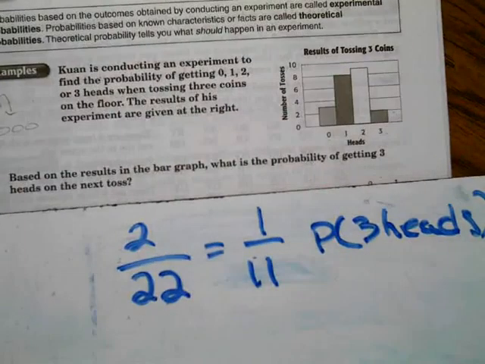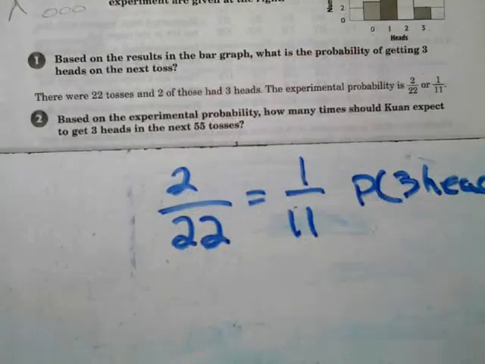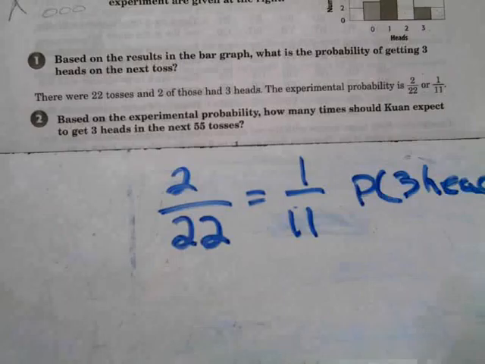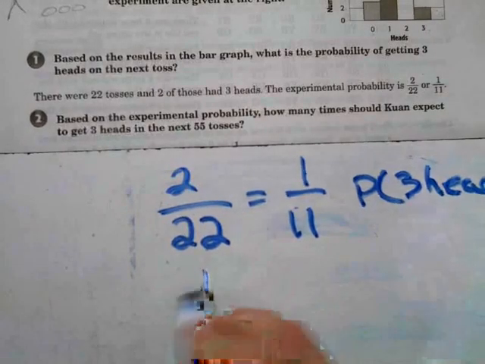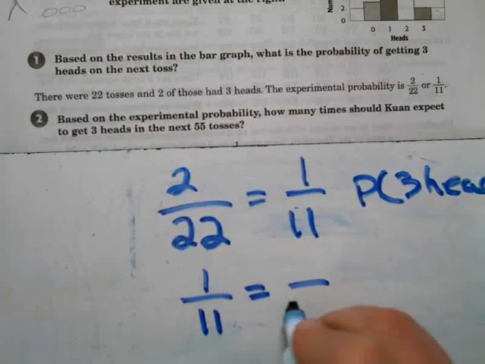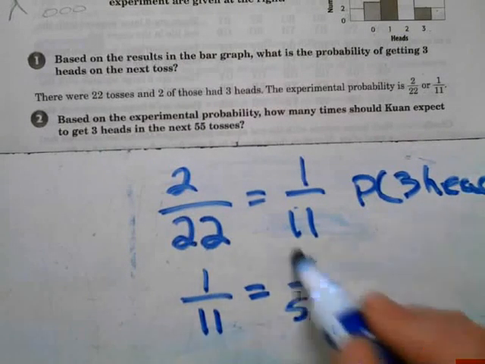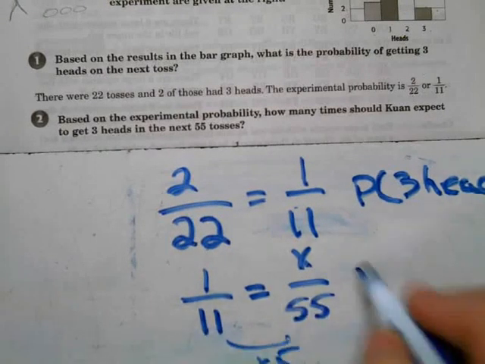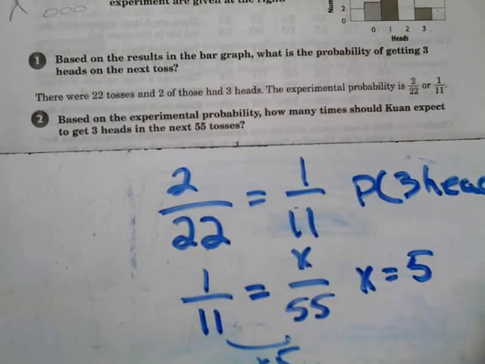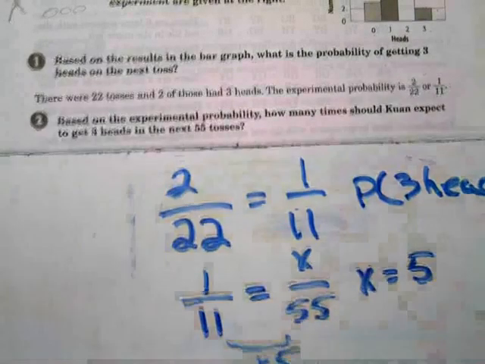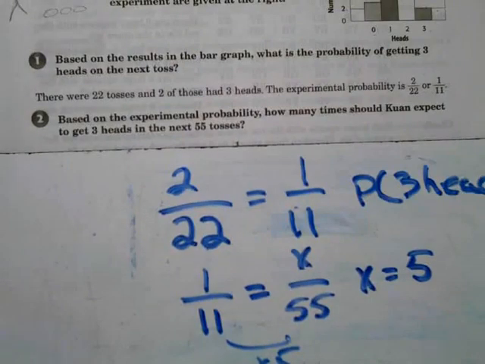Okay. Based on that experimental probability, how many times should he expect to get 3 heads in the next 55 tosses? Well, if he gets 1 every 11 tosses, we set up a proportion to figure out how many he gets in 55 tosses. 11 times 5 is 55, so x is 5. So you'll have that happen 5 times.